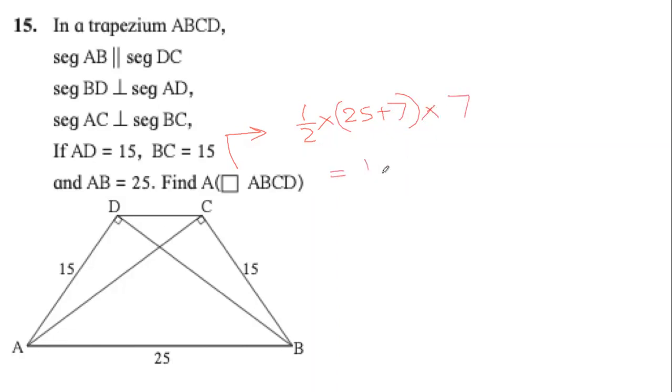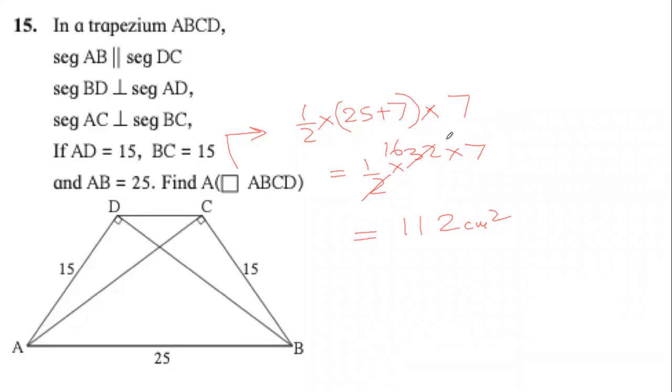So this becomes 1 by 2, 25 plus 7 is 32 multiplied by 7. 32 by 2 is 16. Is it correct? Is it wrong? Did I do something wrong somewhere? If you multiply 7 6s are 42, 112 centimeter square. Is it right? Is it wrong? I don't know. Check and tell. I've written one number wrong somewhere.